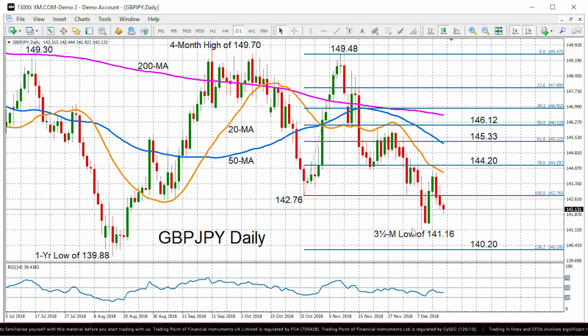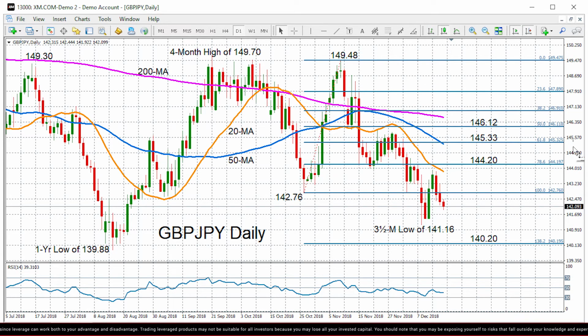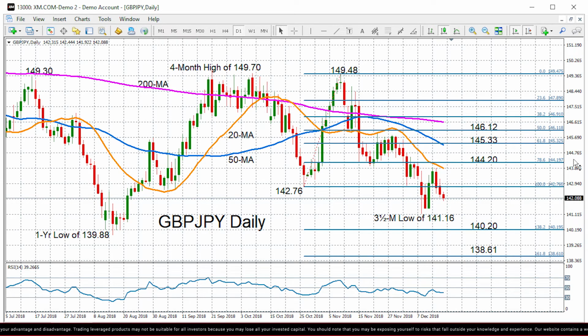The immediate closest support is that 3.5 months low 141.16 from the end of November. Breaking below that level would take pound yen towards the 138.2% Fibonacci extension of the upleg from 142.76 to 149.48. So a drop below the 138.2% extension at 140.20 would take prices first. So that's also actually close to the 1-year low of 139.88 from back in August.